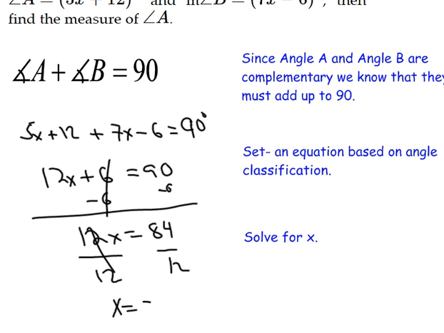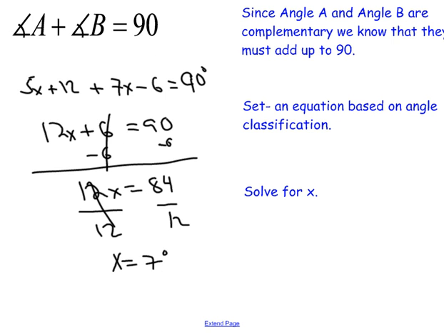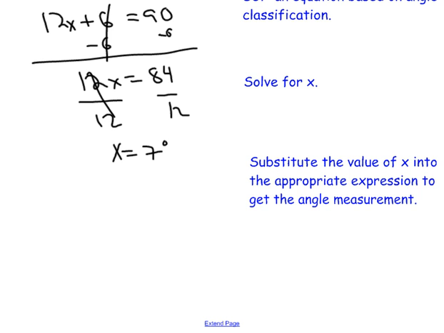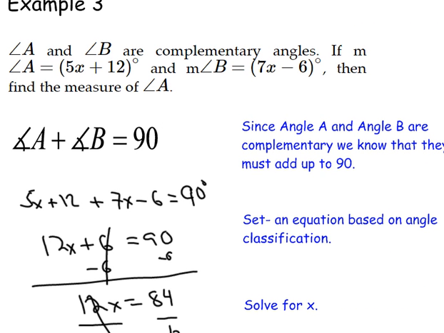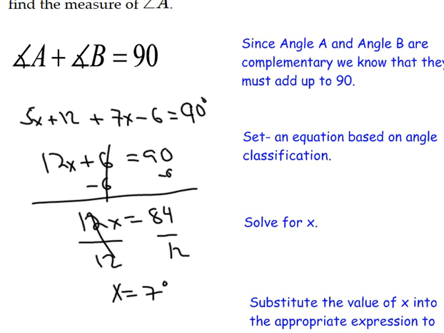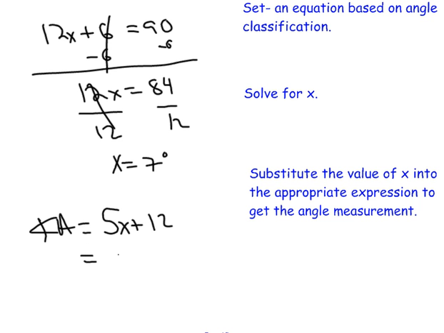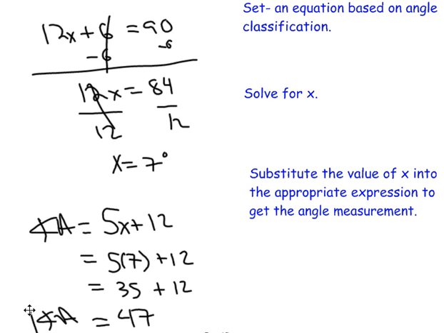So x equals 7. We're still not done, because now we have to substitute the value of x into the appropriate expression to get the angle measurement. So we were looking for what? We're looking for angle A. So it says angle A is equal to 5x plus 12. So that's going to be 5 times 7 plus 12. 5 times 7 is 35. 35 plus 12, we get 47. So angle A is equal to 47.